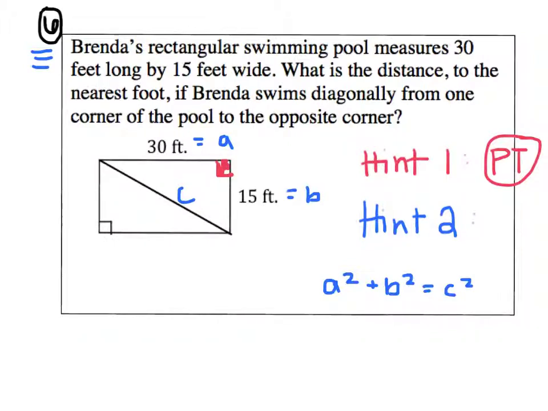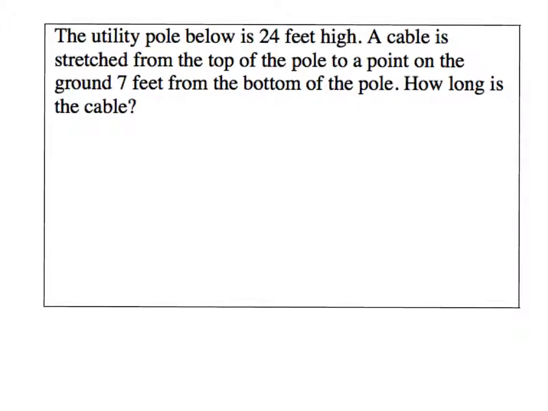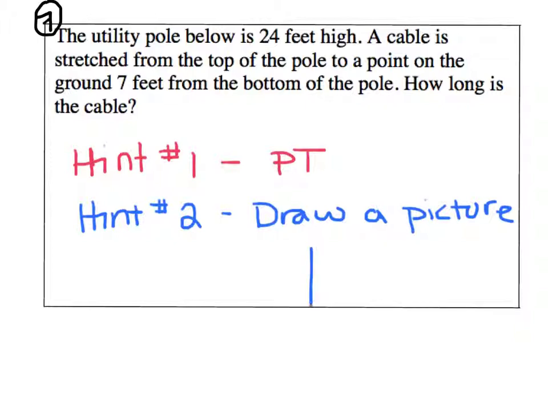Ready, pause. Problem 7, I'd like you to try it on your own. Hit play if you need a hint. Ready, pause. Hint number 1 is that this is a Pythagorean theorem kind of problem. Pause the video, solve it, hit play if you need hint number 2. Ready, pause. Hint number 2 is to draw a picture. Pause the video, finish problem 7, hit play when you're done.